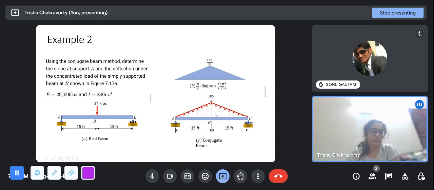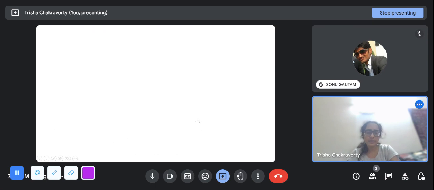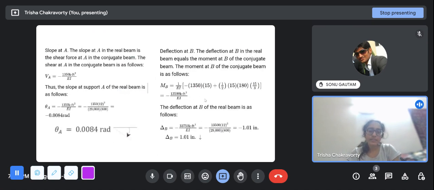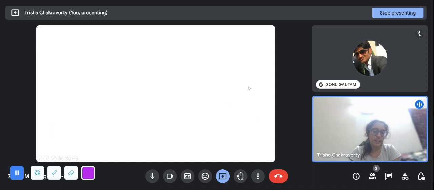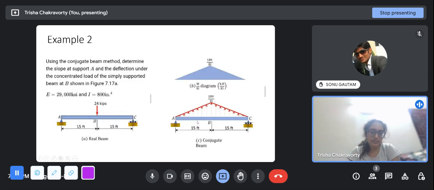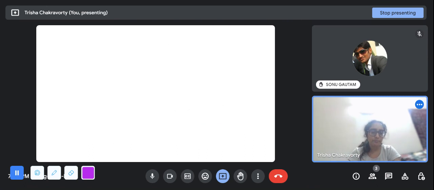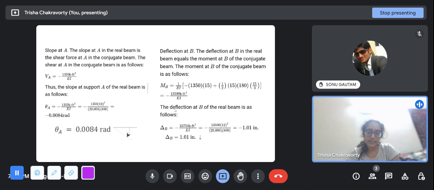We are taking the moment about B, right? So we have to take 5 feet, 1 by 3 of 15. This is minus, as we talked about, minus that support reaction force at A into 15, plus half into 15 into 180 into 15 by 3. Why is it plus? Because this equivalent force is acting in the upward direction, and about B it gives a clockwise moment. Since we are coming from the left, the clockwise moment is positive. So this is the value we get, negative.